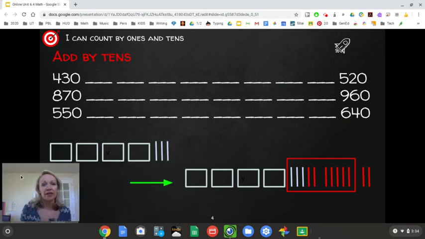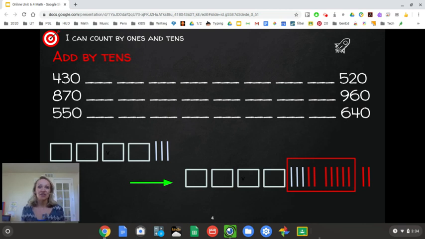There we go. So we're going to start at 430. We are counting by tens up to 520. Okay, so it's going to look something like this. If you want to start the first one, you can go 400, 200, 300, 400, 10, 20, 30. Okay, here we go. So at 430, 440, 450, 460, 470, 480, 490, 500, 510, 520.